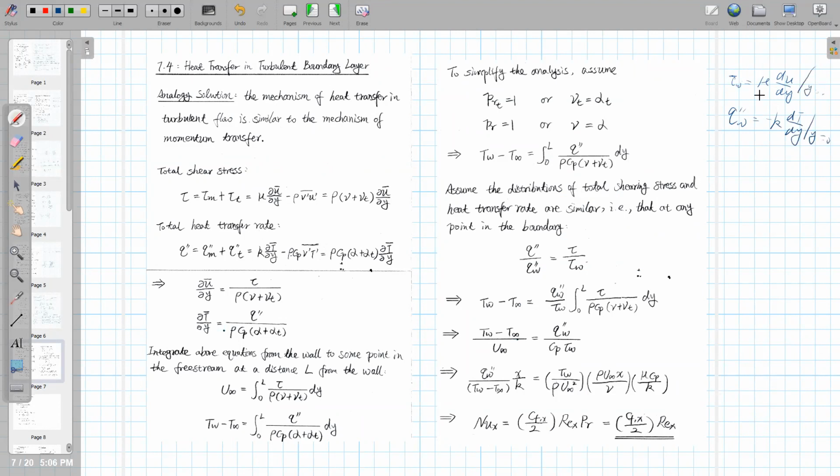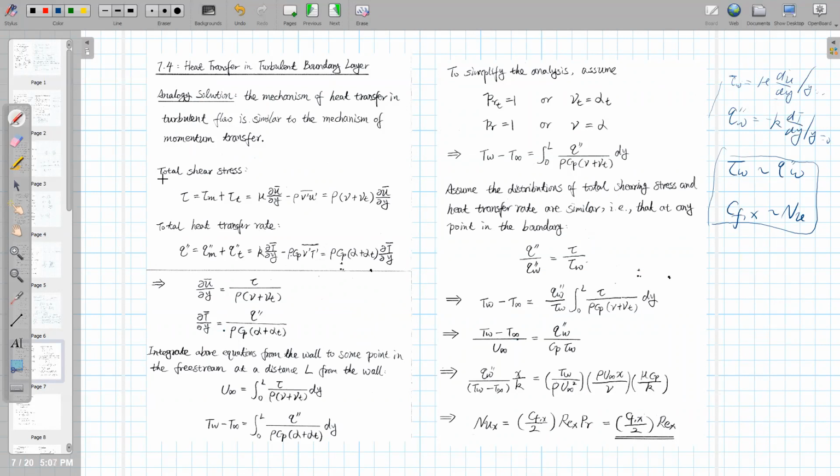So this is a transport correlation for u, and this is a transport correlation for T. Both of them are transport equations. So we consider there is an analogy between tau W and this q'' W, and similarly an analogy between this Cf,x and this Nusselt number. So we want to find these analogy correlations here.